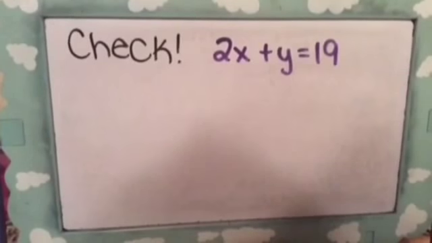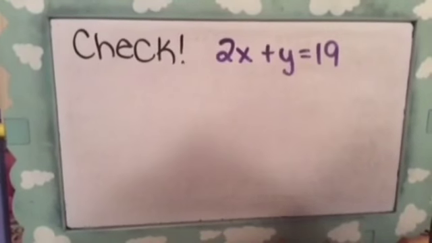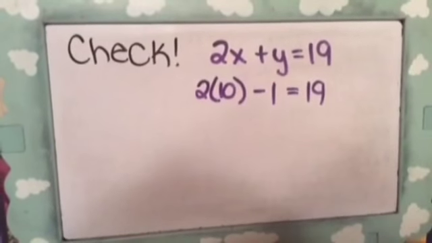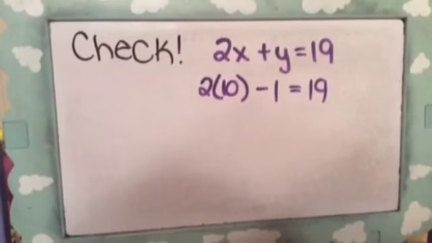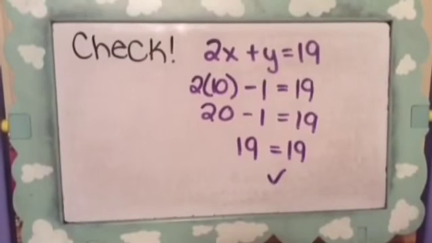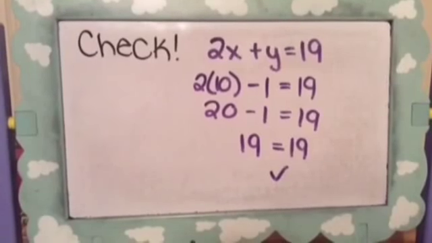To check, first rewrite one of the original equations. Then plug in your solution for x and y. Solve the equation. If both sides of the equation are equal, then your solution is correct.